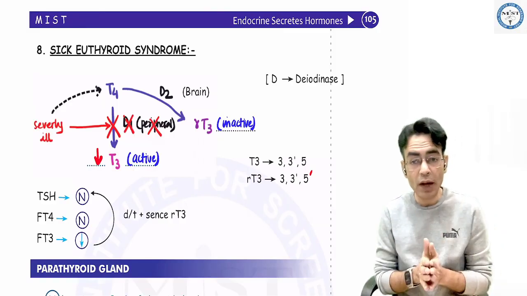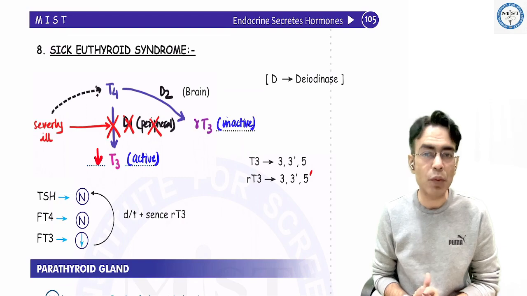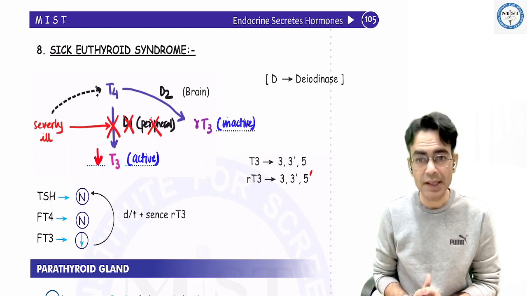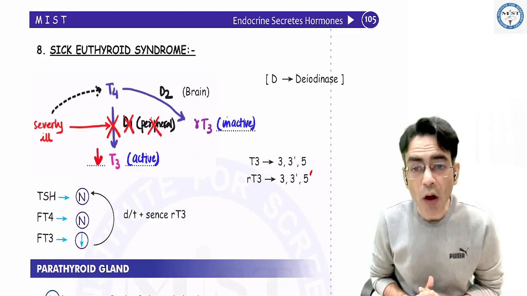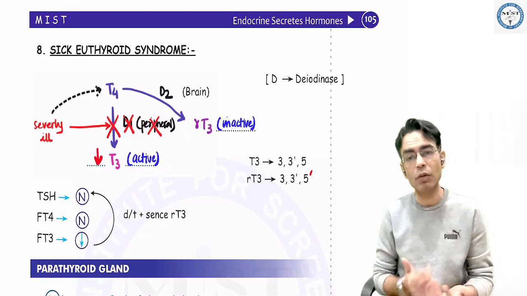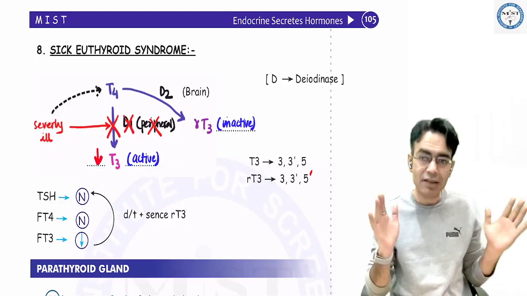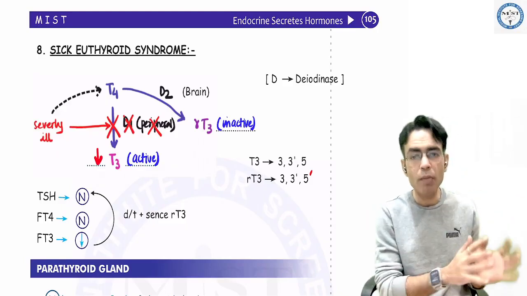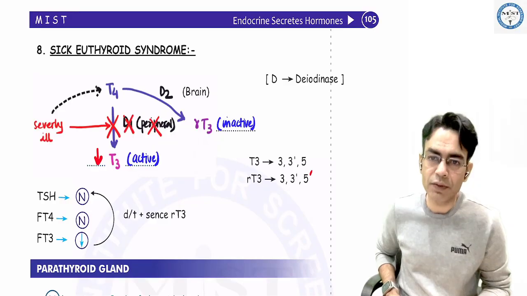Okay, so in sick euthyroid, the peripheral conversion is blocked, the central conversion is still happening, and that is why all the thyroid function tests remain normal. The only thing which will be lost is free T3. The active form of T3 will not be seen. Okay, so this is the entire discussion of thyroid: formation of hormones, hyper, function of T3, and all the forms of thyroiditis we have done.